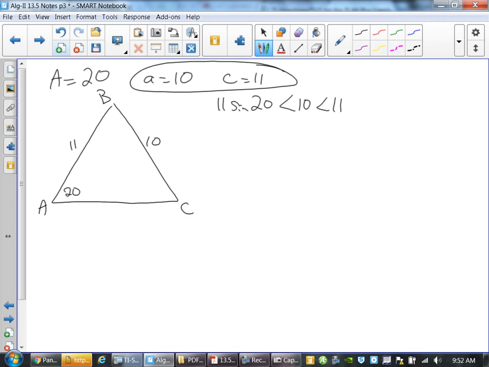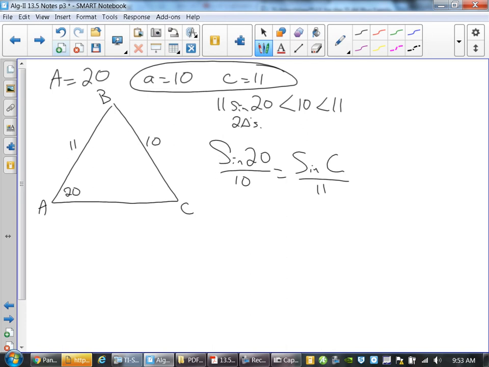So doing the math, 11 sine 20, I get 3.76. So obviously it's smaller, so I know that I'm going to have two triangles. Well, how do we figure this out? We find angle C, like you would normally. So we do the sine of 20 is to 10, as the sine of C is to 11.